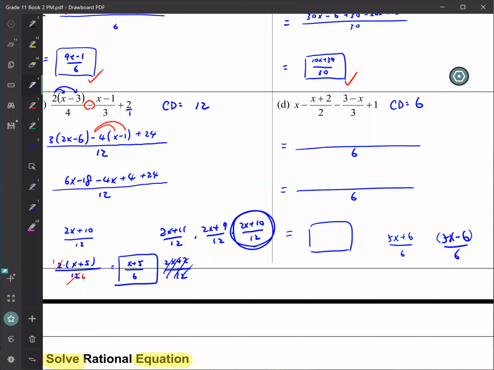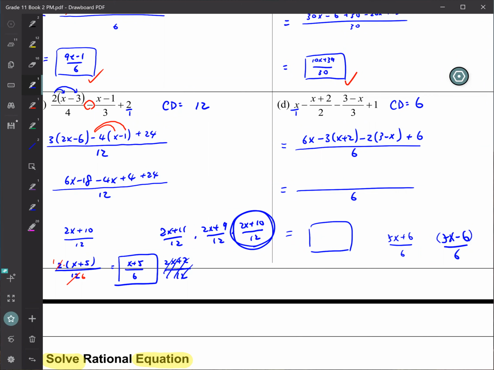The x for the first one, you look at it as over 1, so 1 needs to times 6. That should give you 6x. For the second one, we need to times it by 3. The third fraction, we need to times it by 2. Last one, need to times it by 6. So that should be your first line.